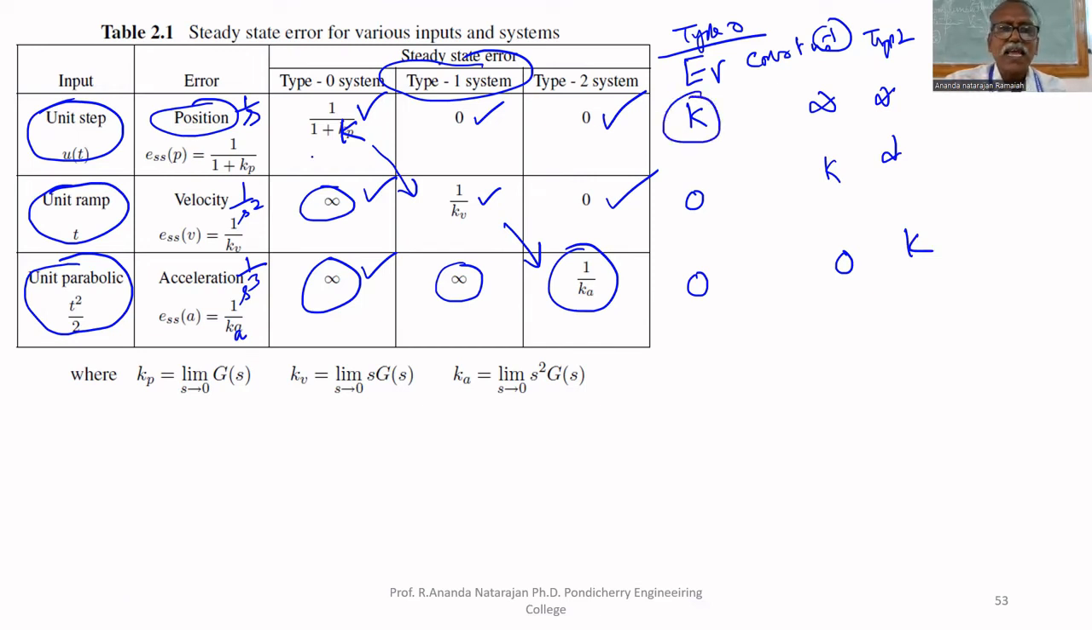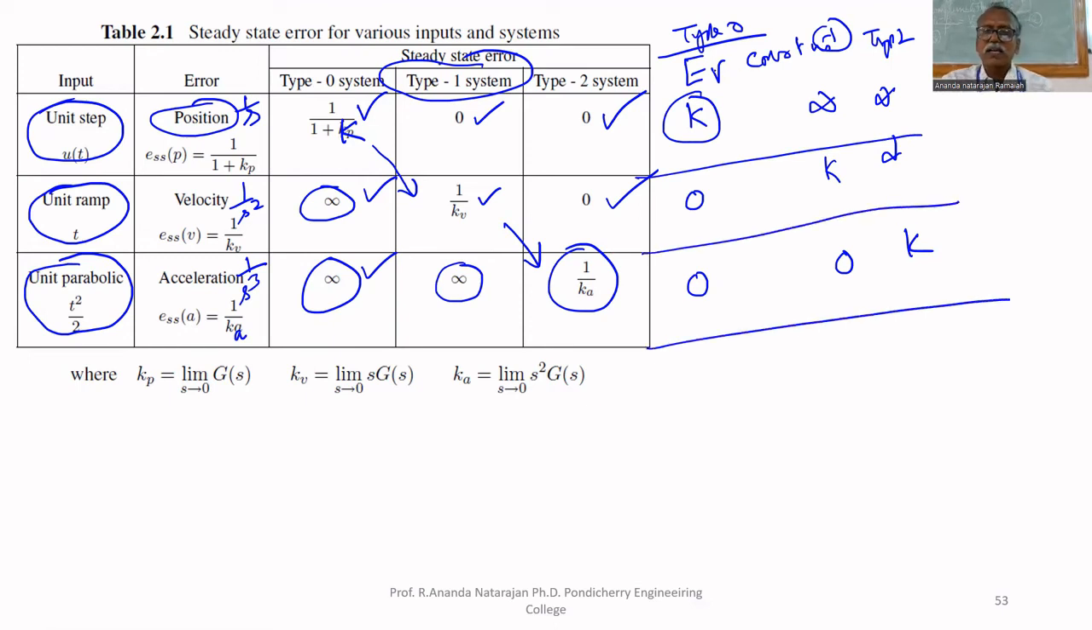If you substitute that K, you will get 1 by 1 plus K. If you substitute that infinity, you will get 1 by 1 plus infinity, that's why 0. So this is the table for error constants also: error constants for type 0 system, type 1 system, type 2 system.